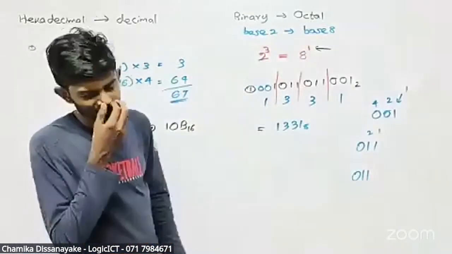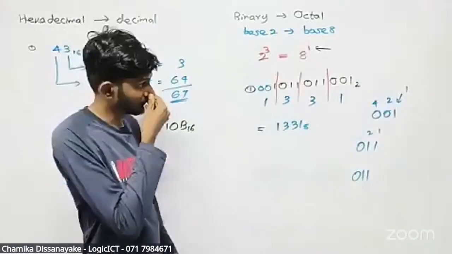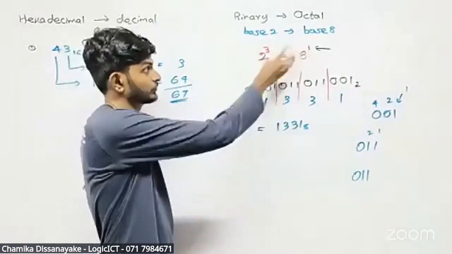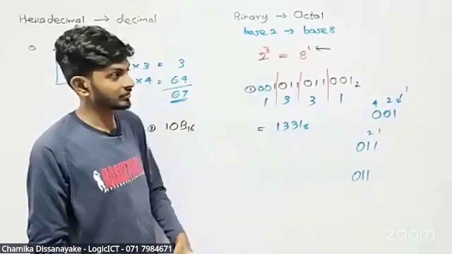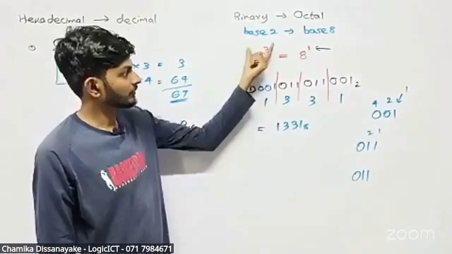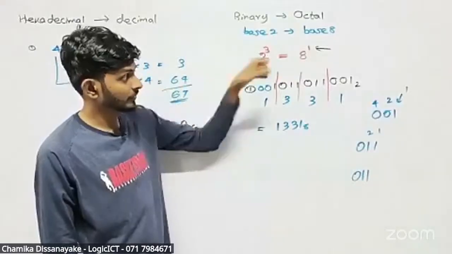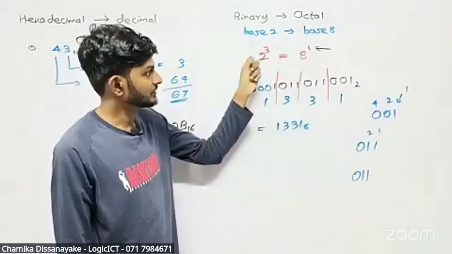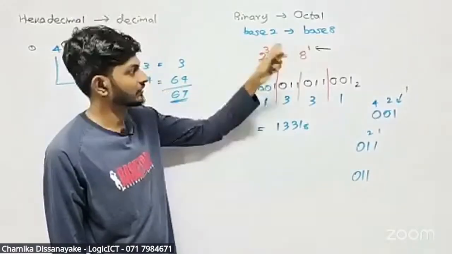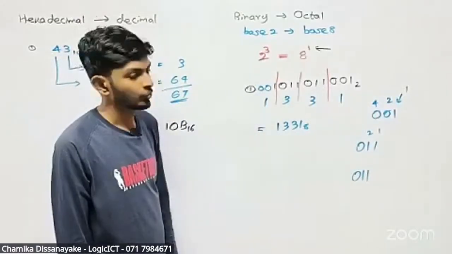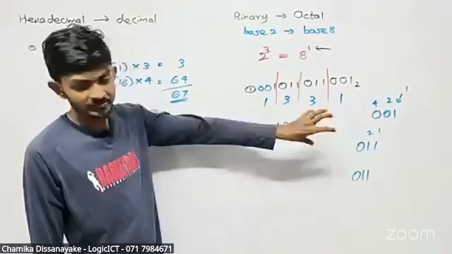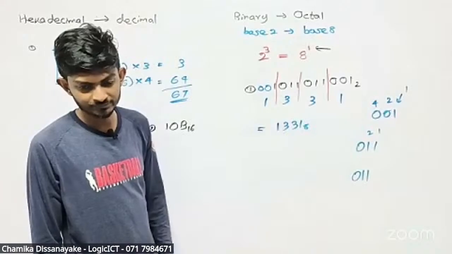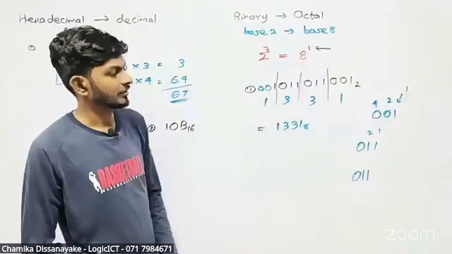Okay, the idea. What is the connection between these two number systems? The connection is 2 to the power 3 is equal to 8 to the power 1. That means using 3 bits of a binary number, we can write 1 digit of the octal number system. Is this okay? Just tell me. Good. Let's try.